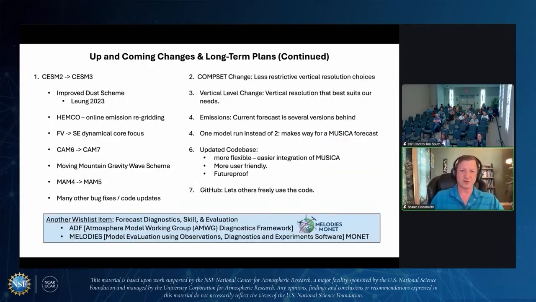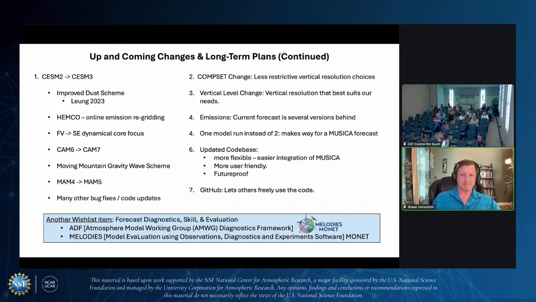These are just a few other finer details from the last slide. Our changeover from CESM2 to 3 nets us quite a few improvements, bug fixes, and code updates. A few are an improved dust scheme, and we get HEMCO. As we move into MUSICA, we switch over from finite volume to spectral element. There's the opportunity to go from CAM6 to 7. We can utilize the moving mountain gravity wave scheme. We go from MAM4 to MAM5, and then a whole host of other things.